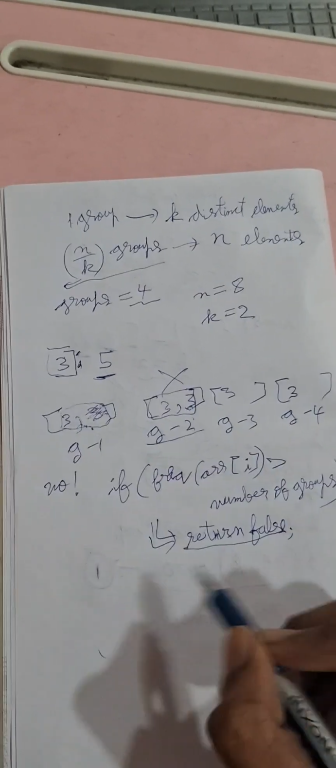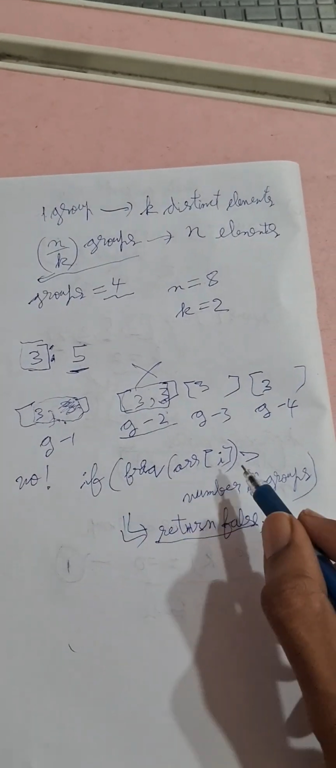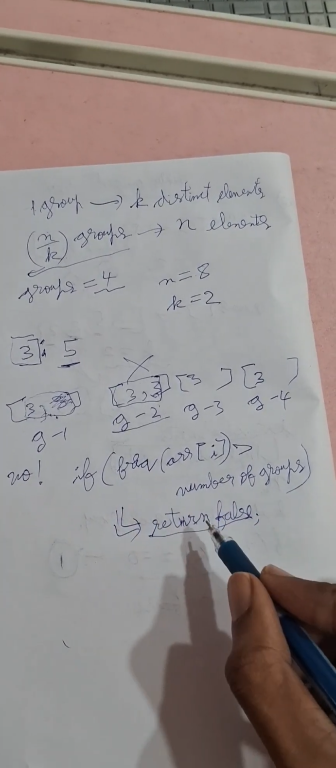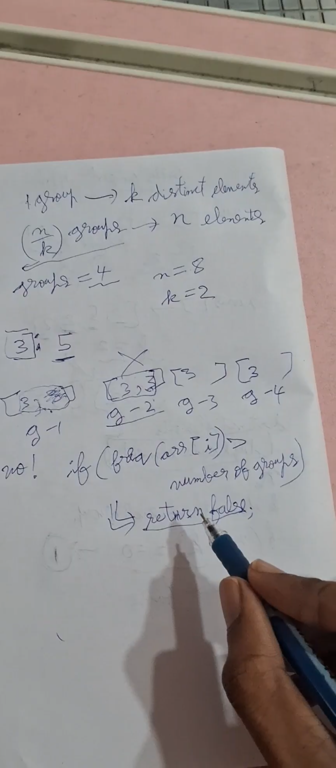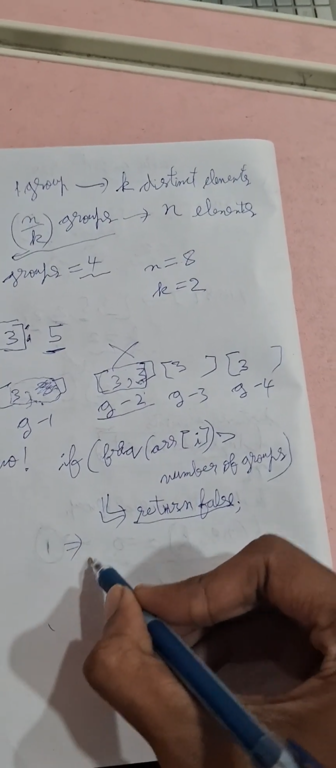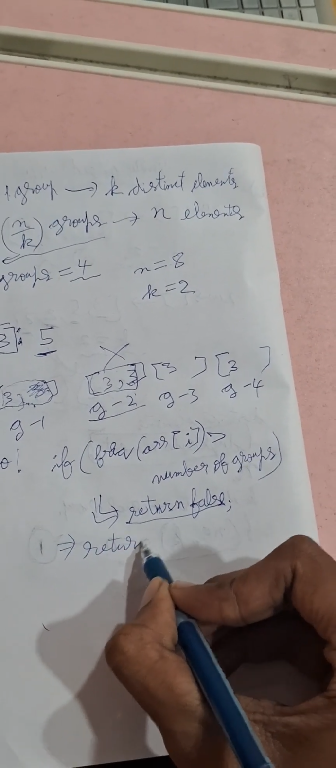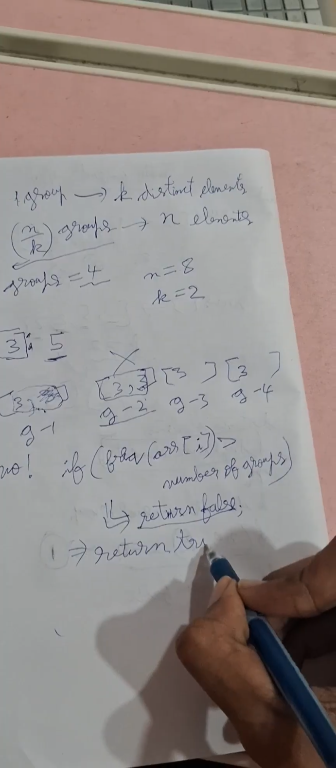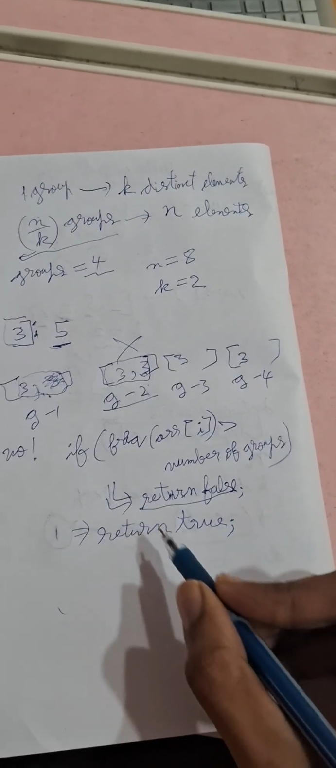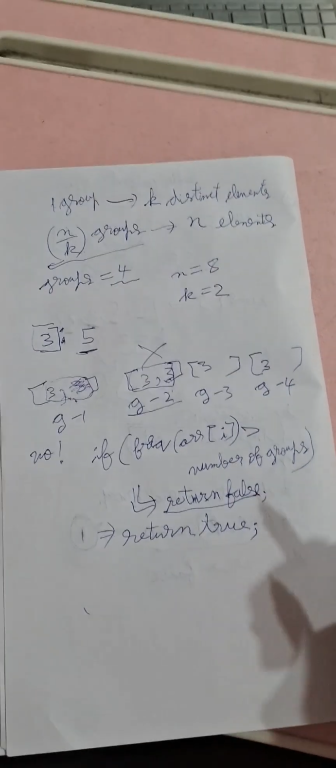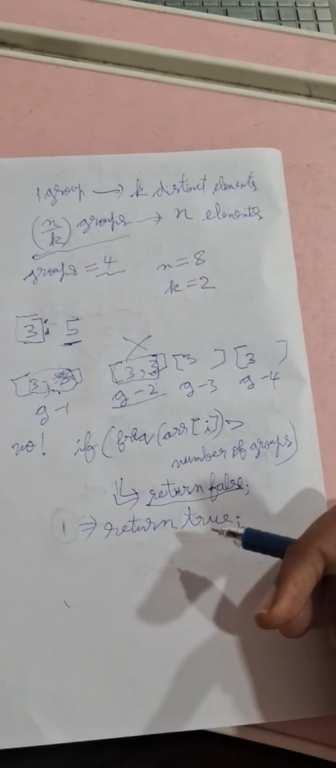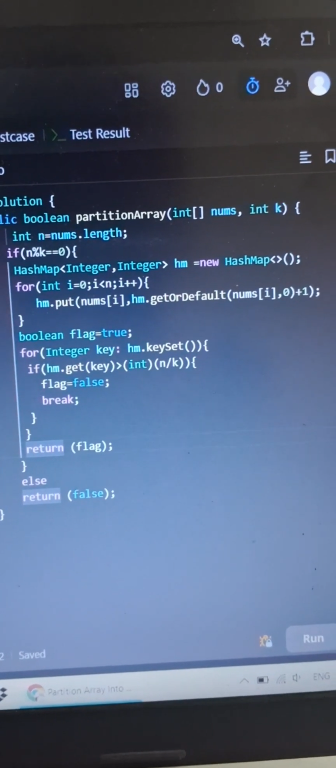And if this condition went false for all elements, then we can return true, and we can definitely say that we can divide the elements into distinct partitions. I hope this is clear. I will show you the implementation for this. So this will be the implementation.